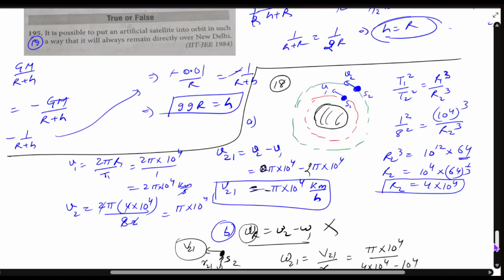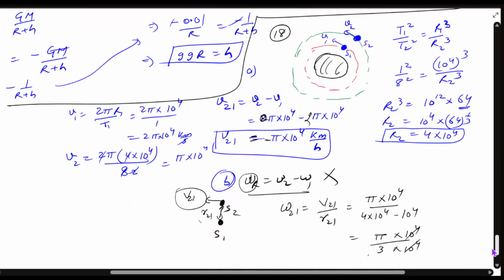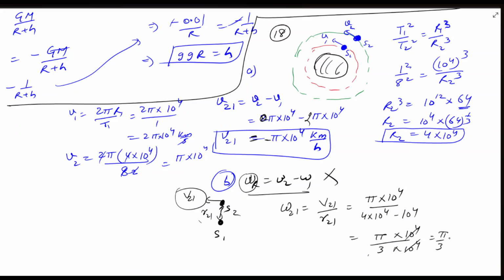The radius, right? So this was in kilometer per hour. So this will be almost pi upon 3. It will be radian per hour.